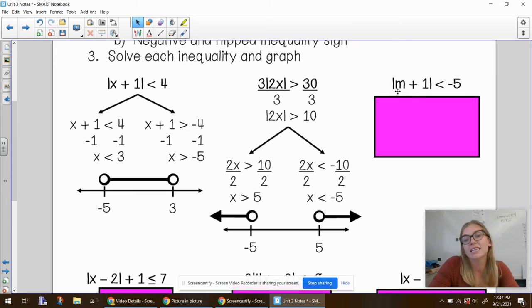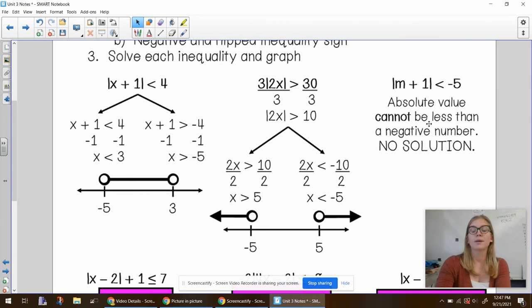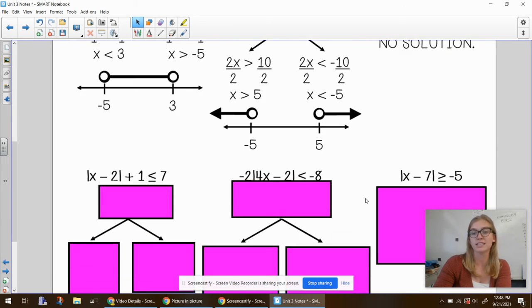Let's look at this next one. The absolute value of n plus 1 is less than negative 5. Well, we know absolute value is always positive. So that means that there is no number that I can place in for n that will make the value after I apply the absolute value function less than this negative number. Because absolute value cannot be less than a negative number, there is no solution to this equation, or this inequality.